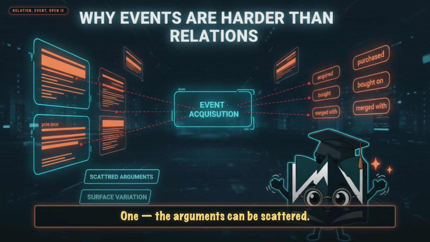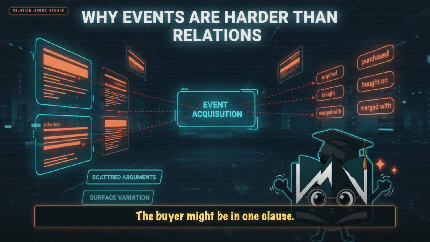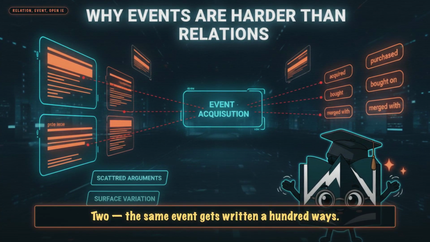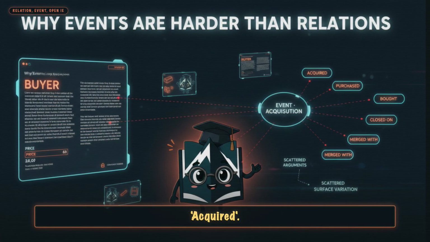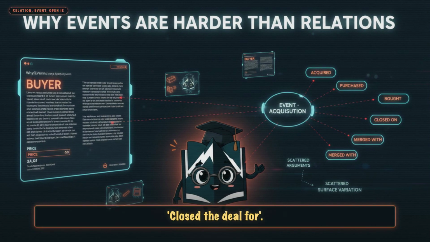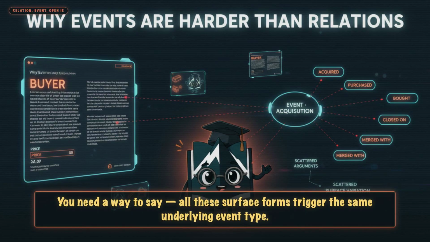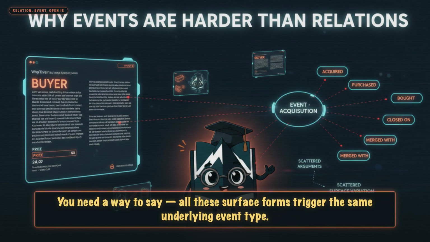2 things make event extraction brutal. 1. The arguments can be scattered. The buyer might be in one clause, the price in a footnote, the date in the headline. 2. The same event gets written 100 ways. Acquired, purchased, bought, closed the deal for, went through with the merger. You need a way to say, all these surface forms trigger the same underlying event type.